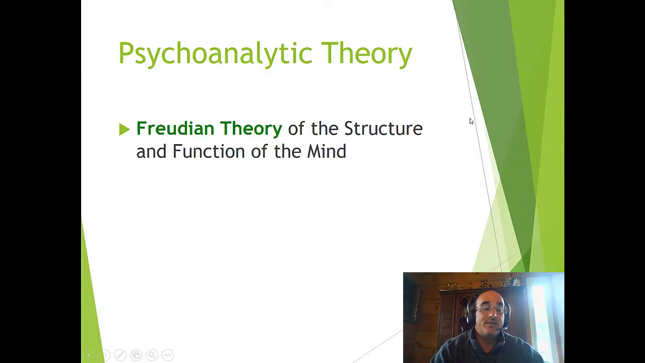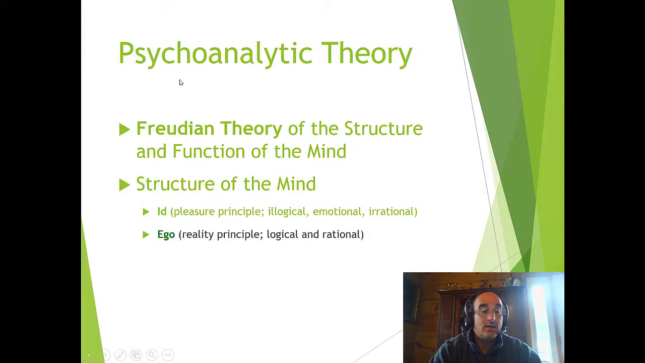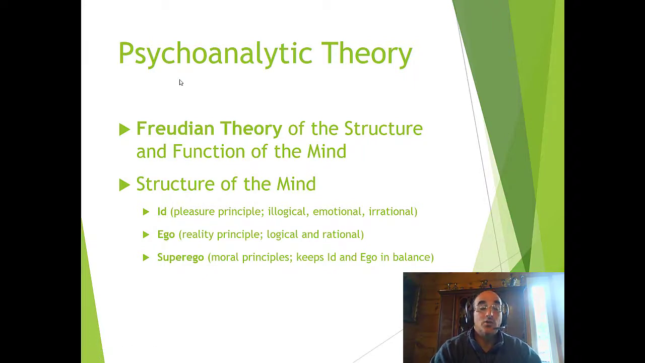Sigmund Freud is famous for the structure and function of the mind, where he divided the structure of the mind into the id, the ego, and the superego. The id is the pleasure principle, the illogical, emotional, or irrational component of the mind. The ego is the reality principle, the logical and rational. And the superego, the moral principles that keep the id and the ego in balance.